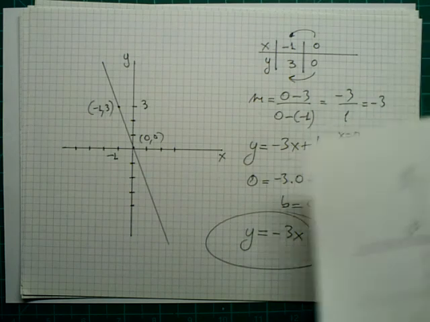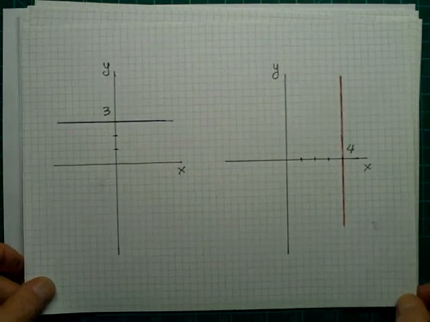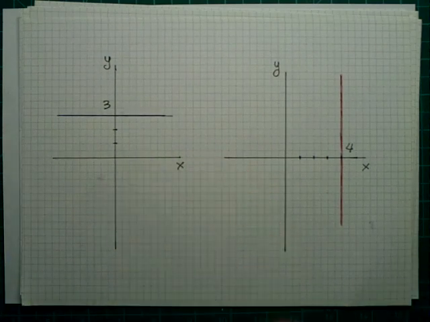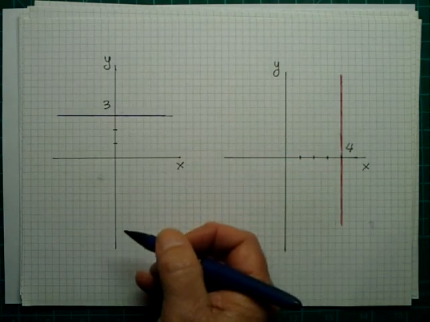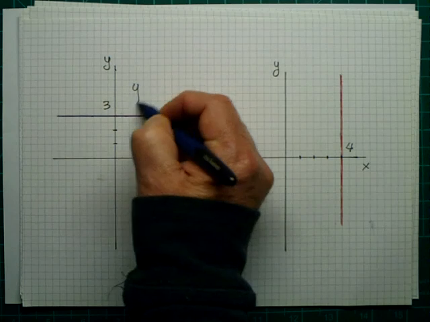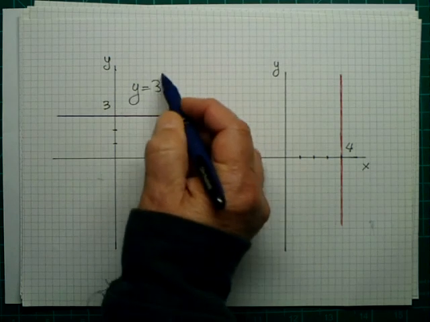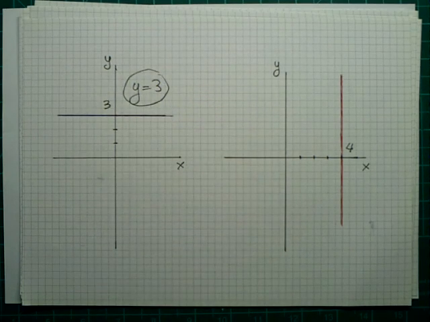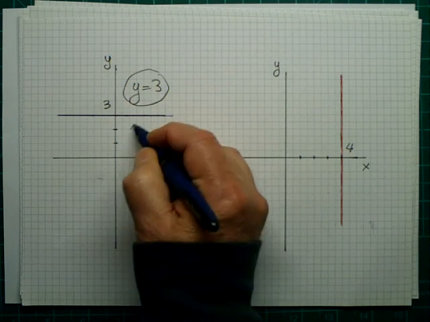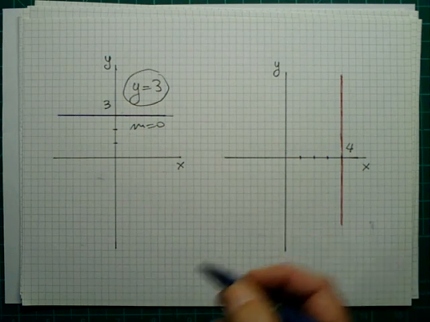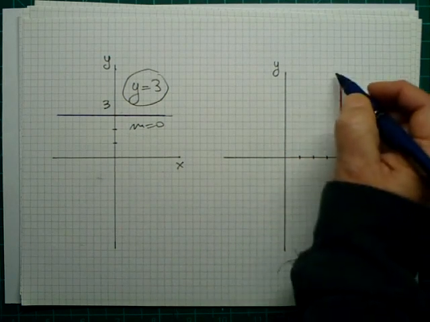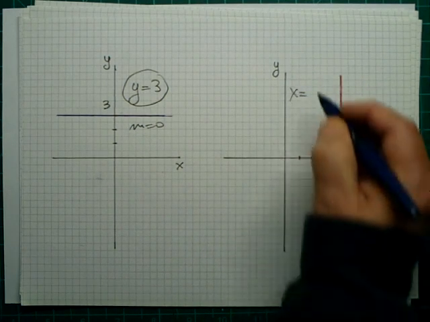Okay, let's give two last examples. The first one is a line with a slope 0. As we saw earlier, the equation here is y equals 3. The slope is 0 in this case, and in the next case the slope is undefined, and as we saw earlier, the equation here is x equals 4.